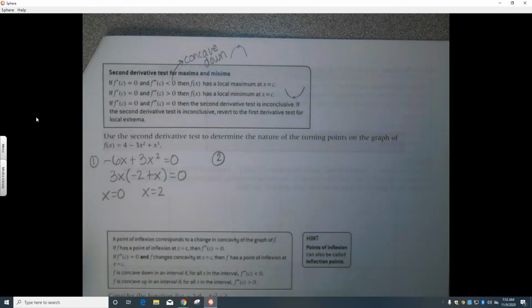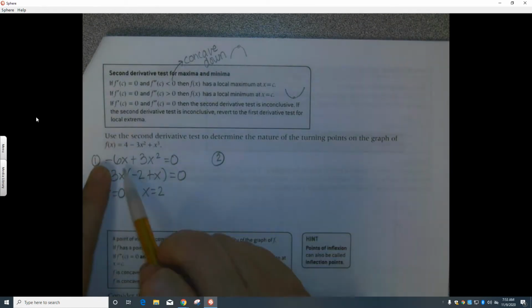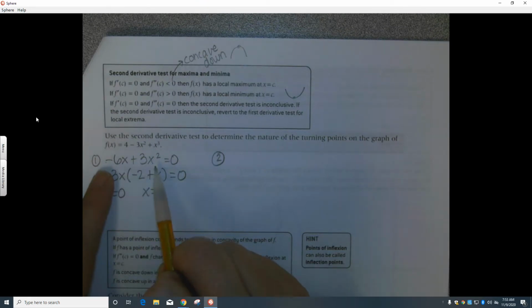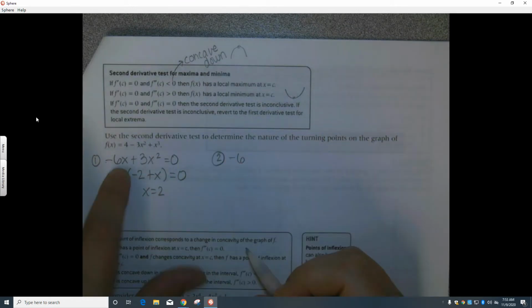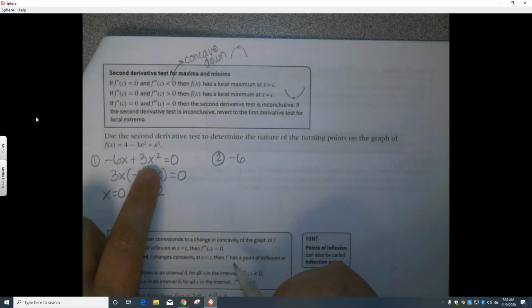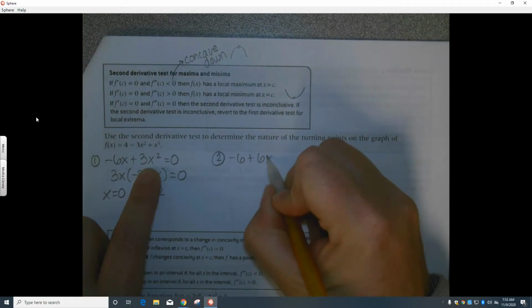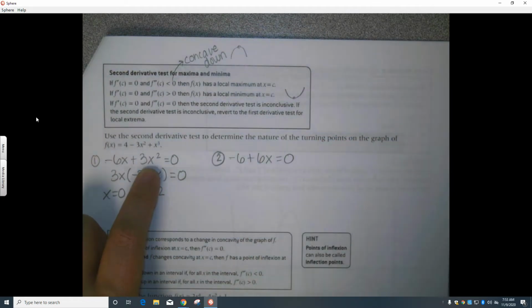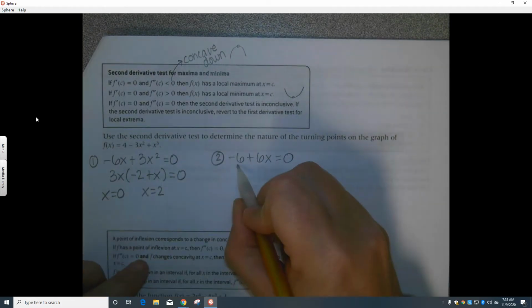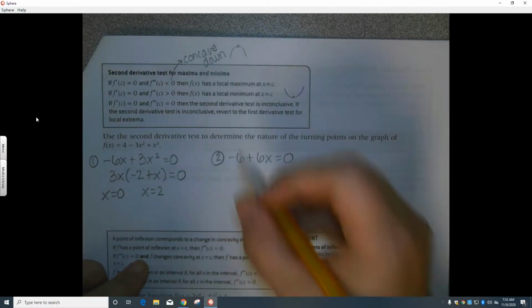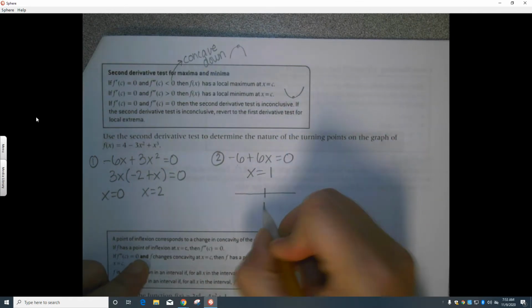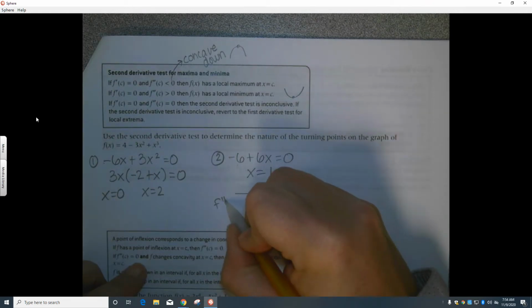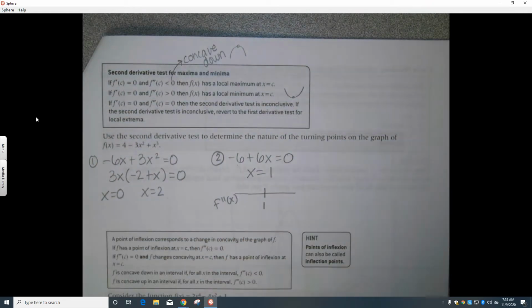We're going to do one of those test points. All right, so second derivative, I'm going to take the derivative of this piece again. So the derivative of negative 6x is negative 6, and the derivative of 3x squared is 6x, and we set that equal to 0. So I'm going to add 6 and then divide by 6, so I get x equals 1. And I'm going to use that second derivative to test these points.